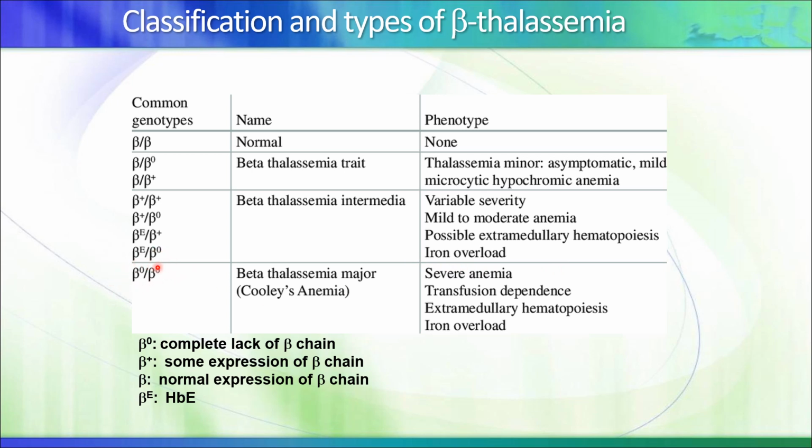both of these alleles mutated, producing very little or producing no beta globin at all, and this is known as beta-thalassemia major. These individuals have severe anemia. They require transfusion frequently, resulting in what is known as iron overload.